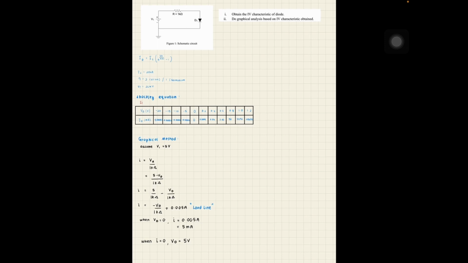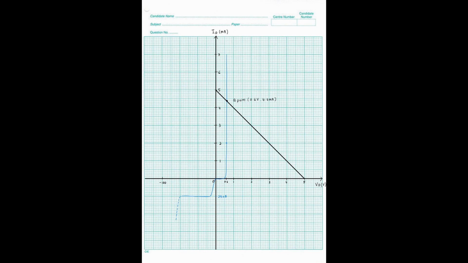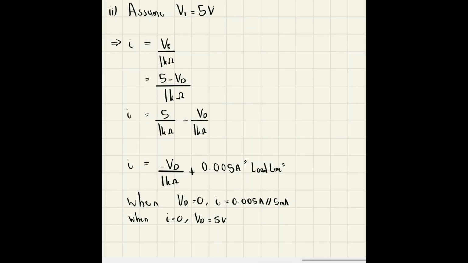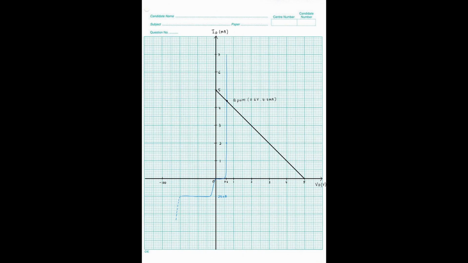After that, we plot the IV graph on the graph paper. For the knee value, we got 0.7 volt. Then, we do the graphical analysis to make the load line on the graph we obtained. To do that, we use Vd equal to 0 volt to find ID, and to find Vd, we use ID equal to 0 milliampere. So we got the value of Vd and ID, and after that, we make the load line to find the Q point of the graph. We got VDQ equal to 0.6 volt and IDQ equal to 4.4 milliampere.